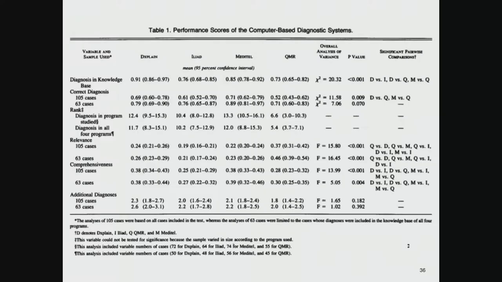So here are the results. What you see is that the diagnoses in these 105 test cases, 91% of them appeared in the D-Explain program, but for example, only 73% of them in the QMR program. So right off the bat, it's missing about a quarter of the possible cases. And then if you look at correct diagnosis, you're seeing numbers like 0.69, 0.61, 0.71, et cetera.